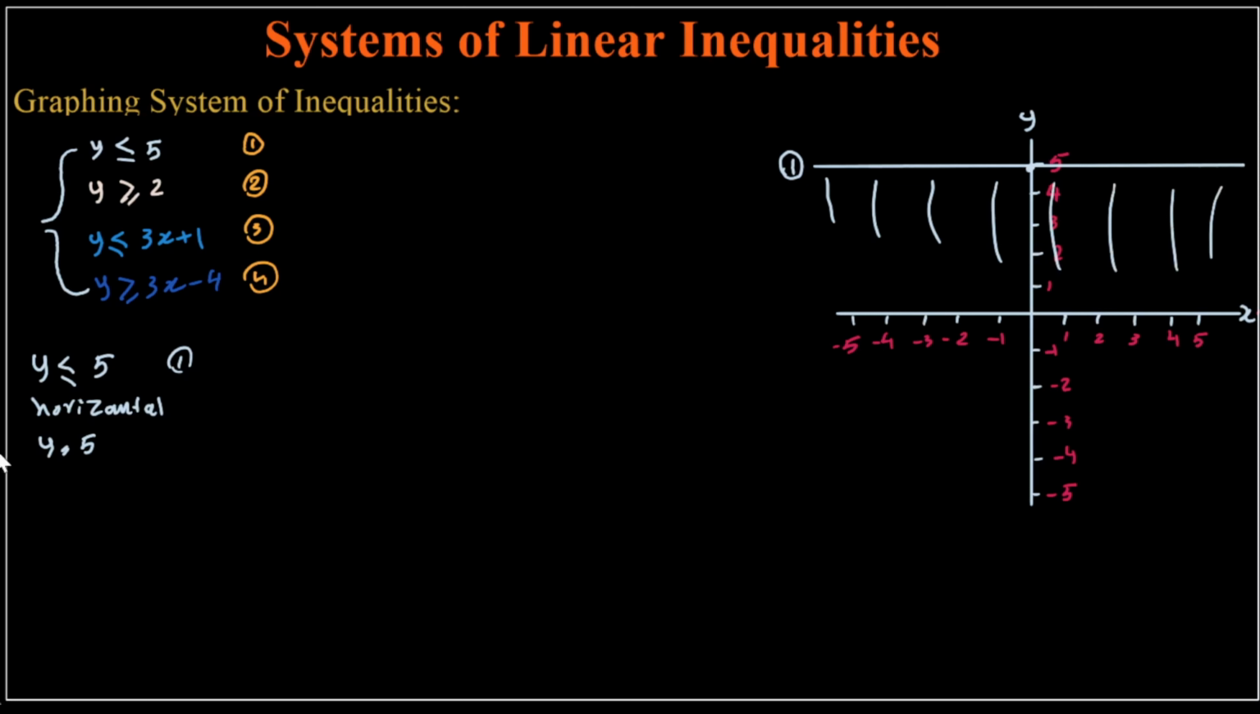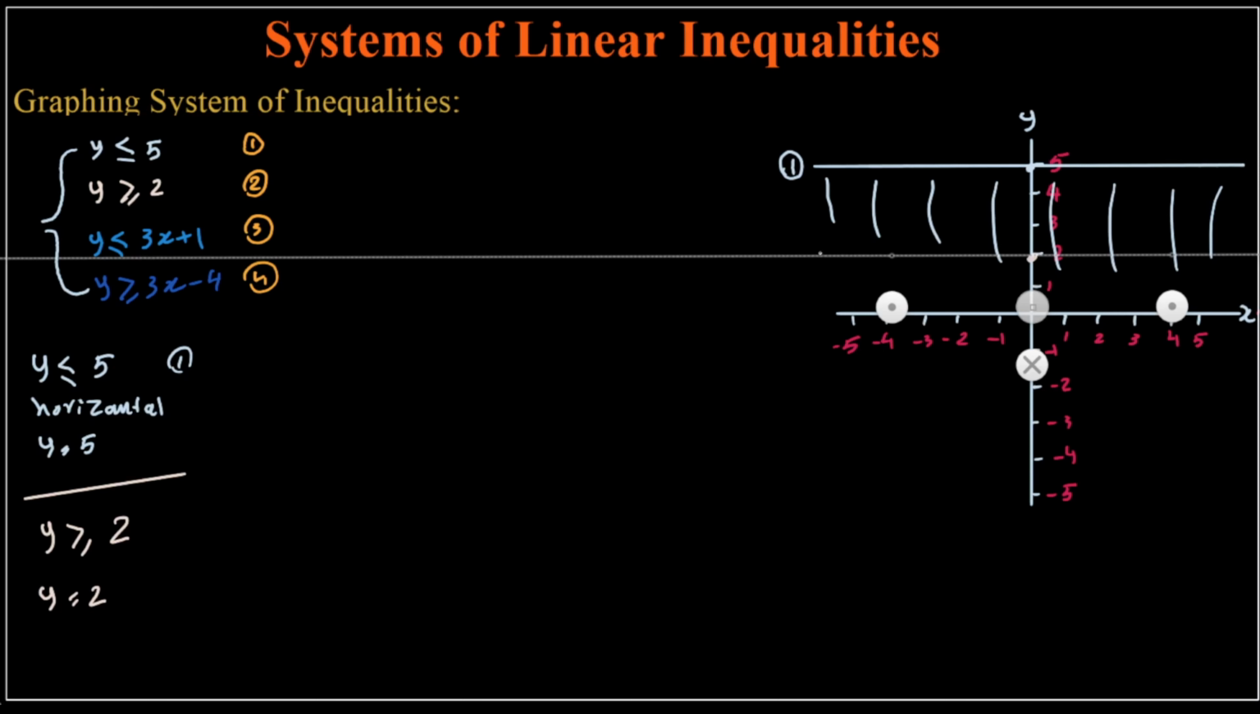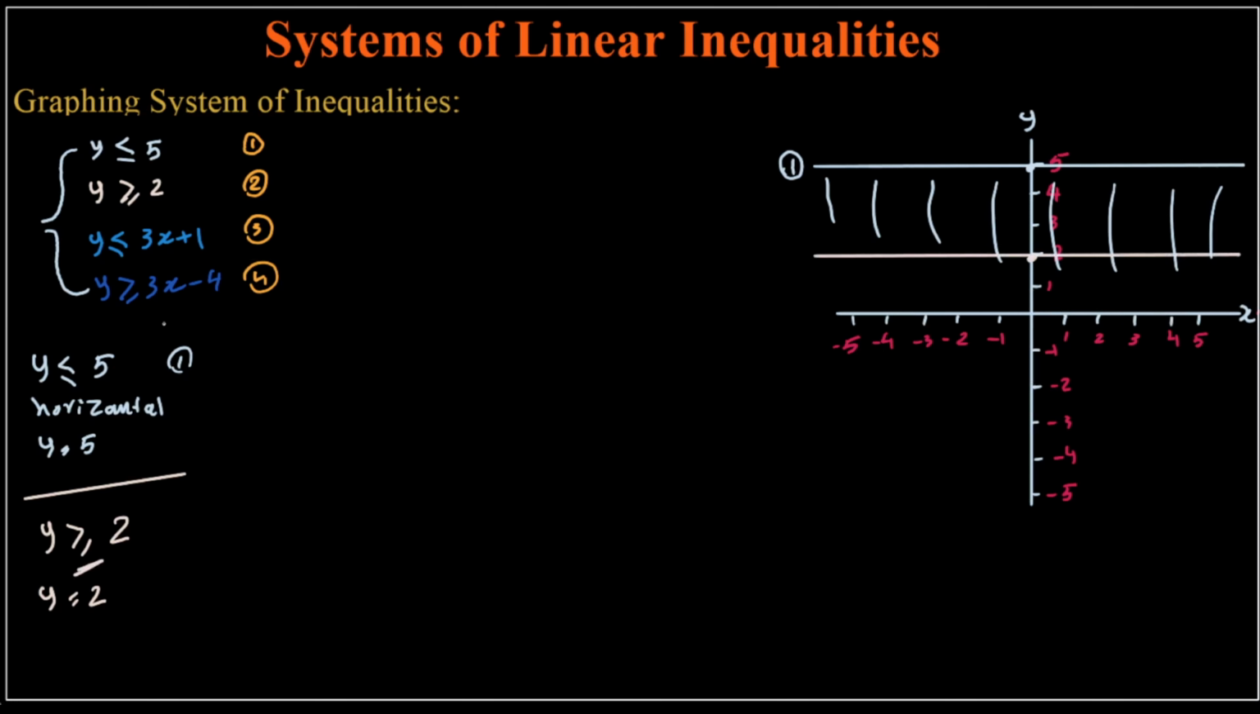Let's find out the graph of the second one. We have y greater than or equal to 2. This is the same. You have just y as itself, so our graph will be horizontal. We can say y equals 2. So our point will be here, and we can graph it. And the graph will be a solid line because we have an equal sign here as well. For all of them it will be a solid line because we have equal signs. This is for the second one.